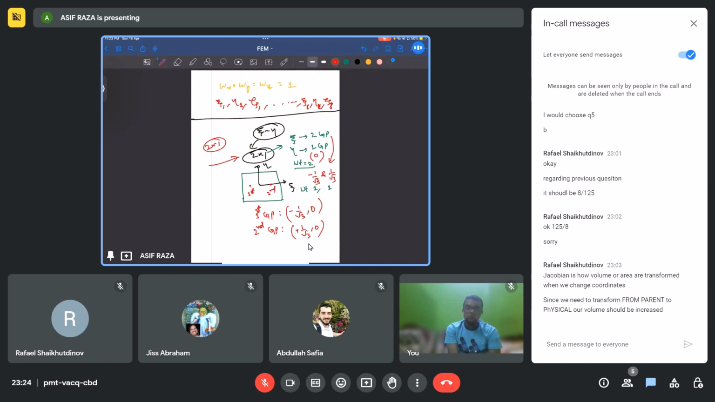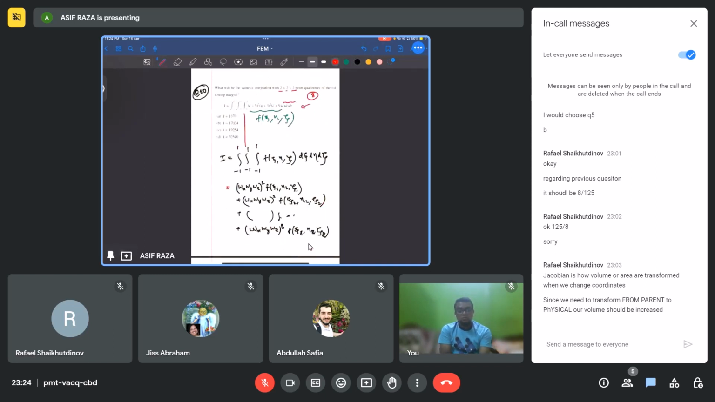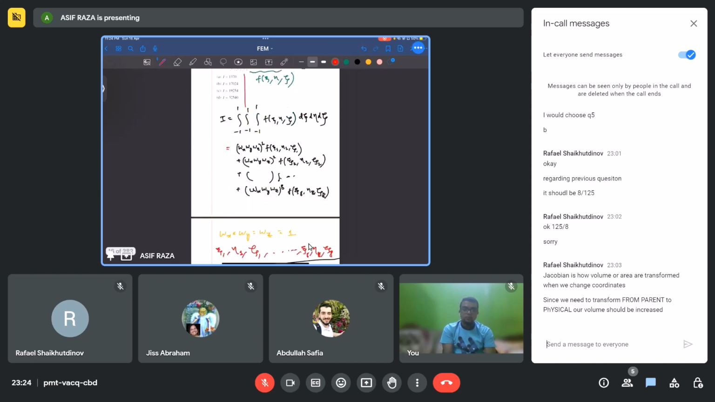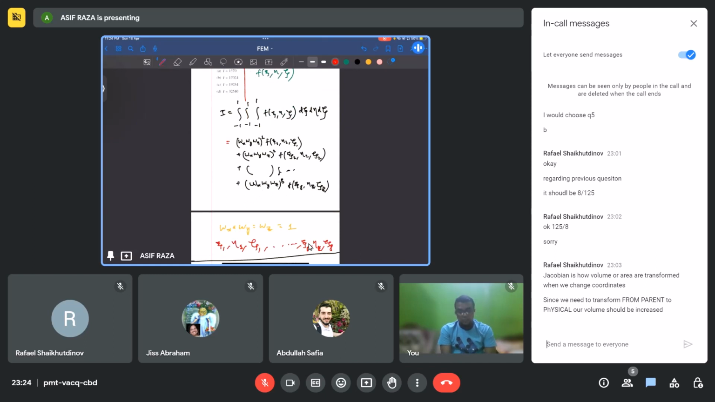The question asked in this is 2 by 2 by 2, like a 2-point quadrature system on all the three axes. So you have to multiply the weights corresponding to all the three axes, x, y, z, and add for all the 8 Gauss points. Okay.